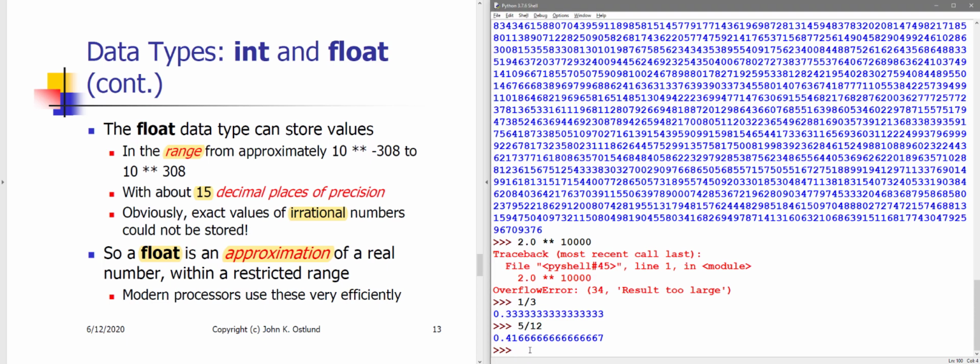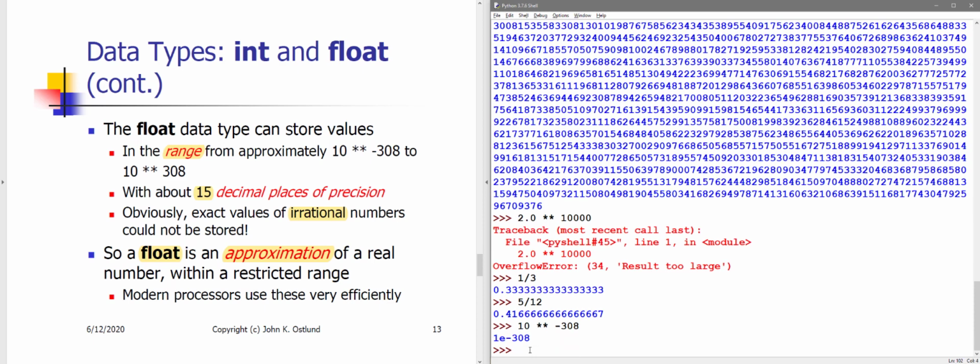of restricted magnitudes. By the way, if I do compute something like 10 to the minus 308 power, this displays using the letter E to indicate an exponent. So 10 to the minus 308th power is displayed as 1E minus 308, which you should interpret as 1.0 times 10 to the minus 308th power.